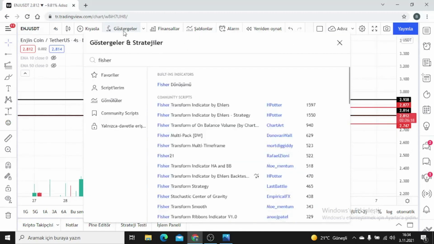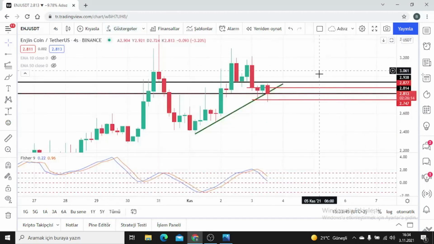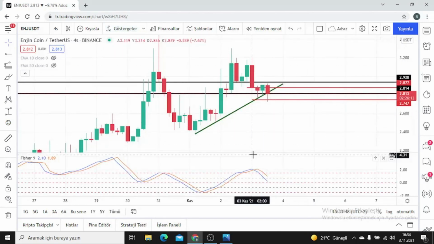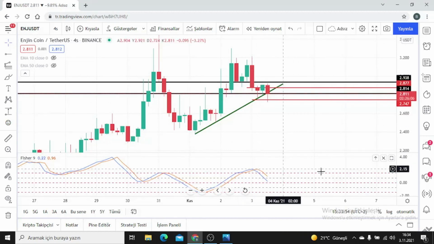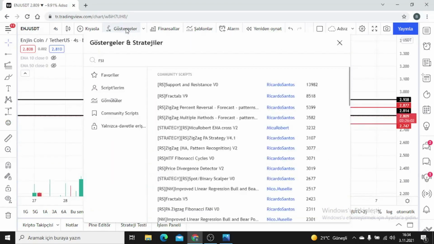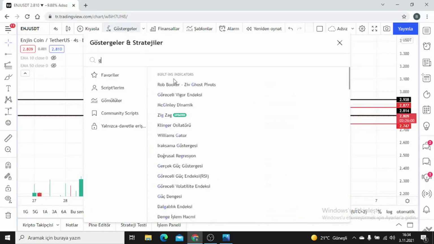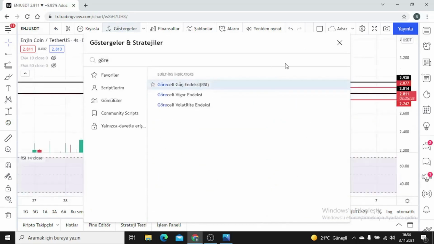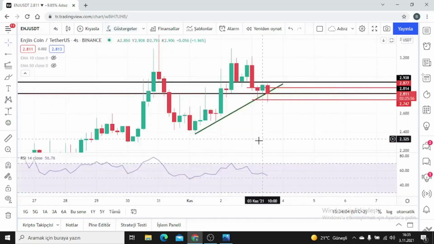We open up Fisher, you don't need to change its input settings. As you can see, Fisher has given a sell signal here on this candle. Then, friends, here we use the RSI 14-day period. Let me write it directly, relative strength index. We use the 14-day period, guys, and we check the RSI.